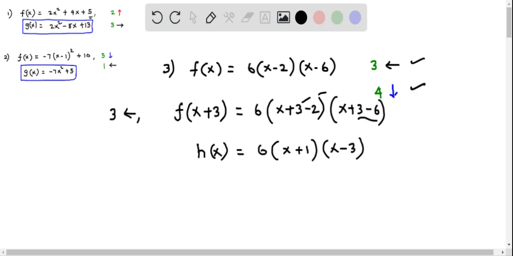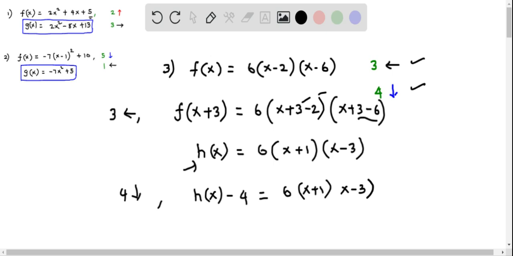Now we should perform this translation 4 units down. So we do 4 units down. In this we do it for h of x. That is, we should do h of x. Since we are going to do it 4 units down, this has to be negative 4. And this equals 6 times of x plus 1 times x minus 3 and then minus 4.